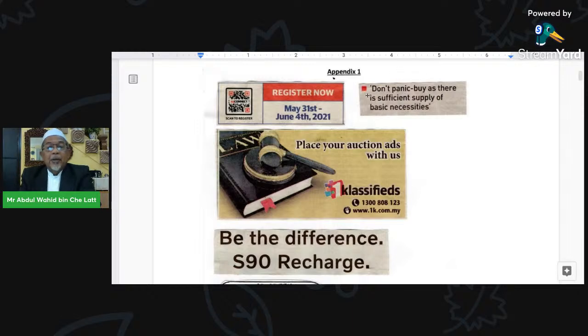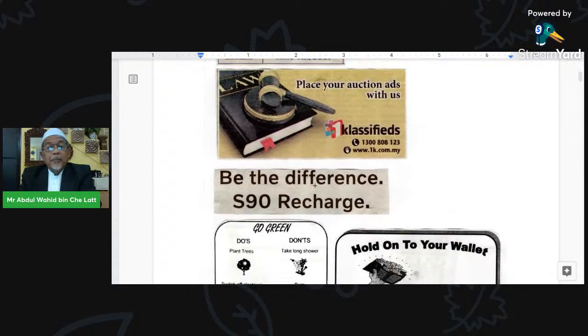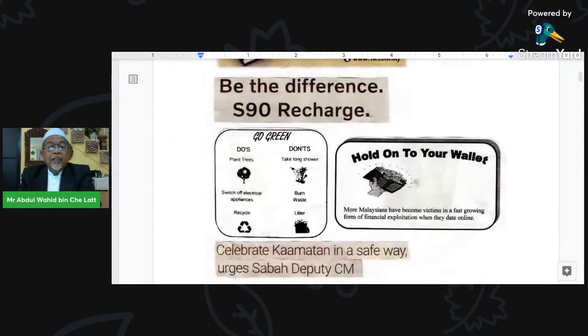Okay, right at the bottom there, place your option ads with us. Look at the word place. It's in the base form and positioned at the beginning of the sentence. So the whole sentence, place your option ads with us, is an instruction. Under it, be the difference. Be is in base form, located at the beginning of the sentence. So be the difference is an instruction.